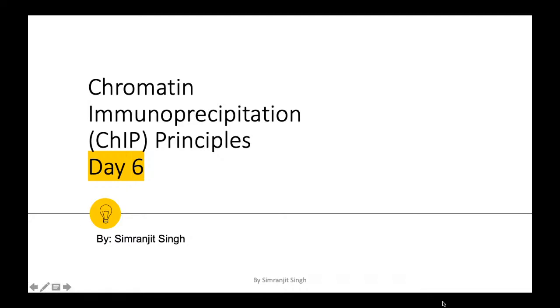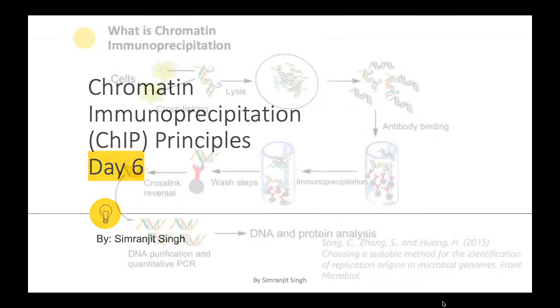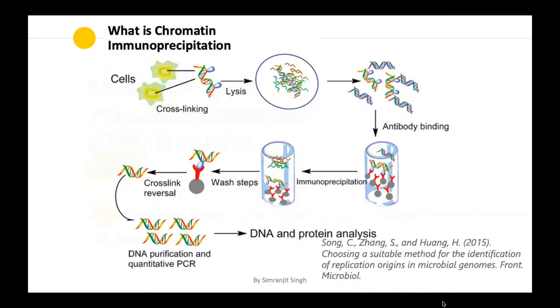So in the chromatin immunoprecipitation technique, basically you take your cells and you cross-link the DNA in them, and then you add the antibody binding proteins to it, then immunoprecipitate it, and then do the wash steps. After washing, protein will be removed, antibody will be removed, and you have the cross-link reversal, and you quantify the DNA by quantitative PCR. So then you check for DNA and protein analysis later on.